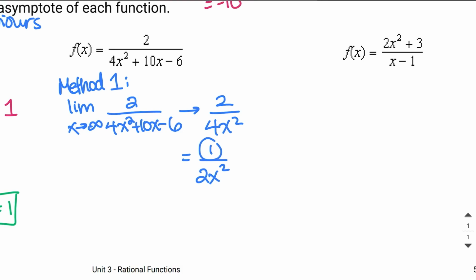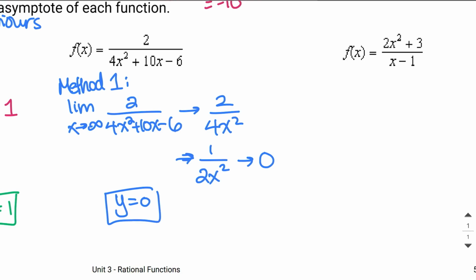And here I'm taking 1 and dividing it by super, super duper large numbers. And when I do that, that means that this is going to be approaching 0. So that means that the equation is y equals 0.